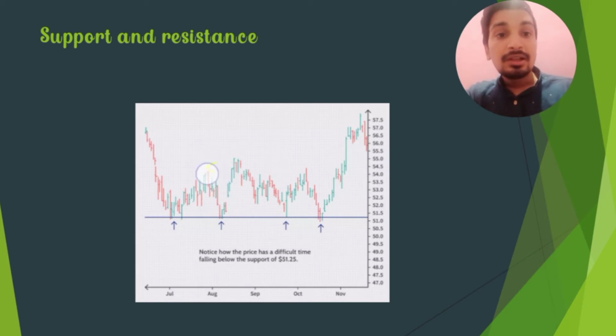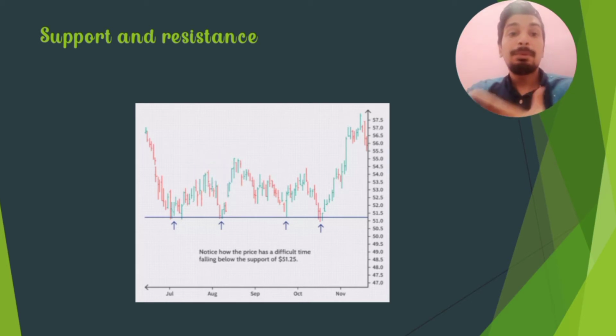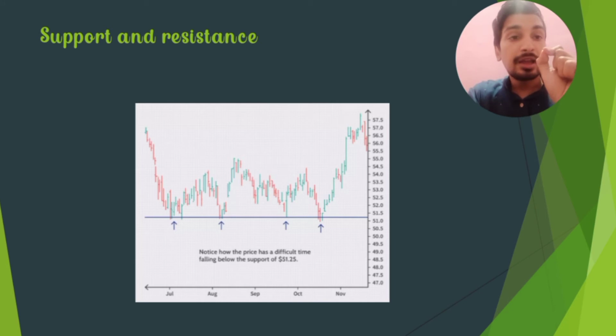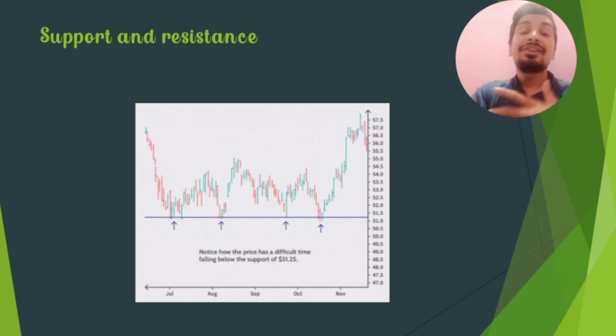Again, what happens? Fear comes in. People get scared that the company has gone high, now it might start to fall. So they start selling, and because of the selling, again the company starts to go down. Again, when it comes here, again greed plays a role.